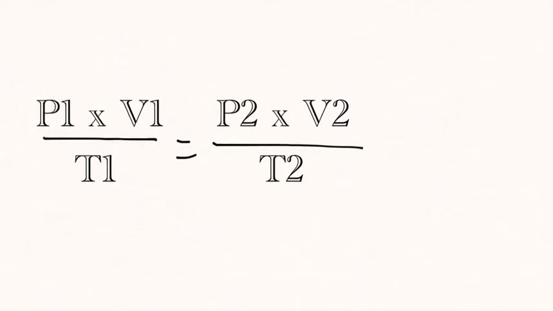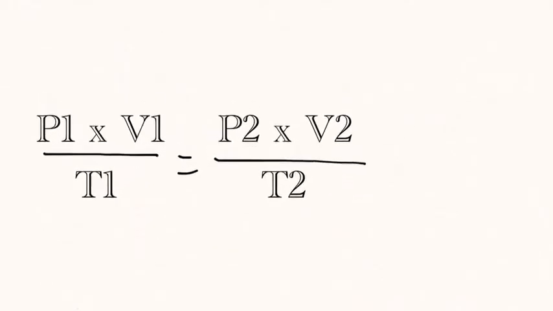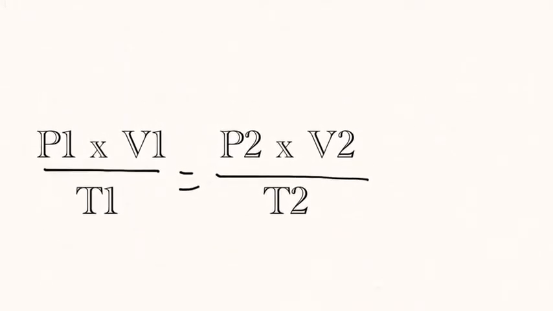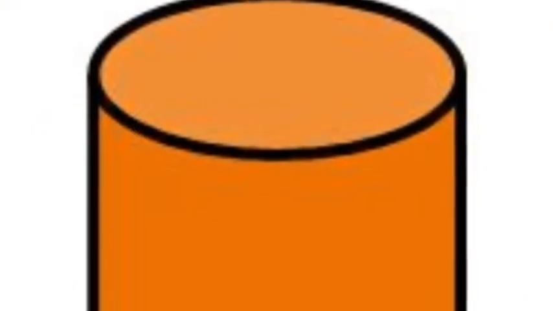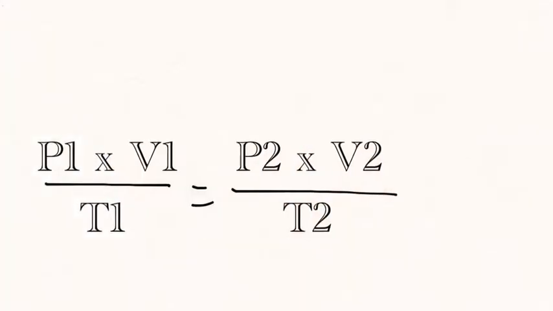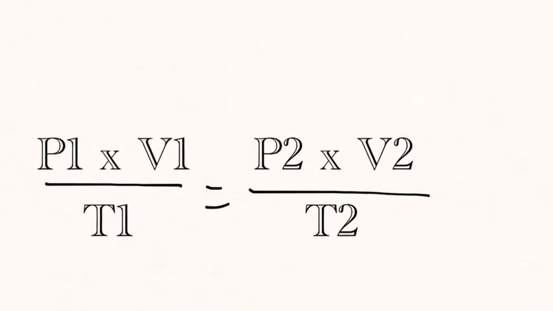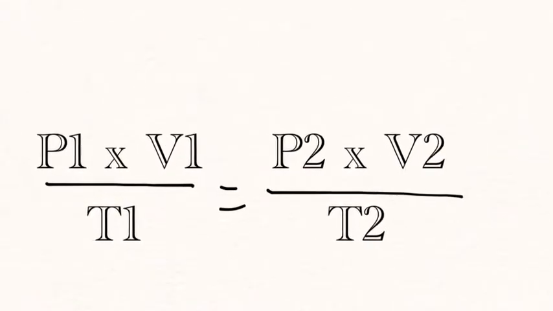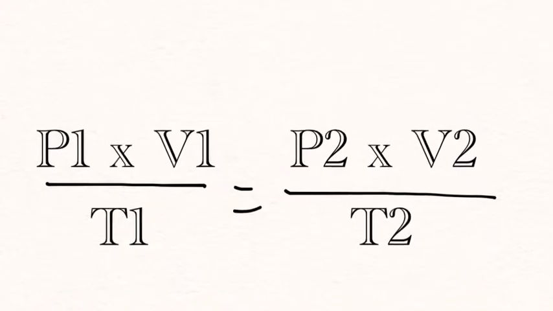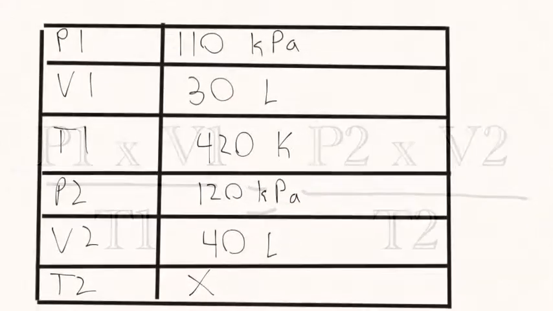For this part, I will be doing two different real-world examples. The first problem is a cylinder contains a gas of volume 30 liters at a pressure of 110 kilopascals and a temperature of 420 Kelvin. Find the temperature of the gas, which has a volume of 40 liters at a pressure of 120 kilopascals. The formula will be pressure 1 times volume 1 over temperature 1 equals pressure 2 times volume 2 over temperature 2. We can make a data table to start.